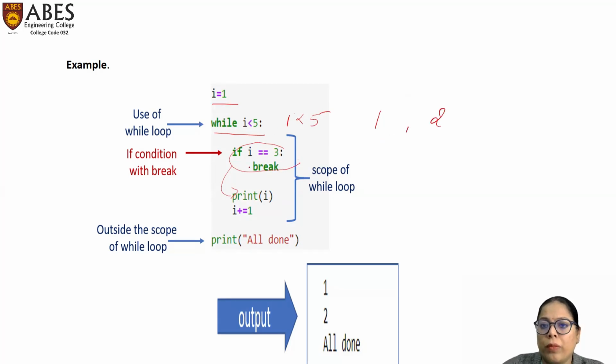So now again it will go there because this is inside the while loop. It will check whether 2, which is the new value of i, is less than 5. Yes, it is true.